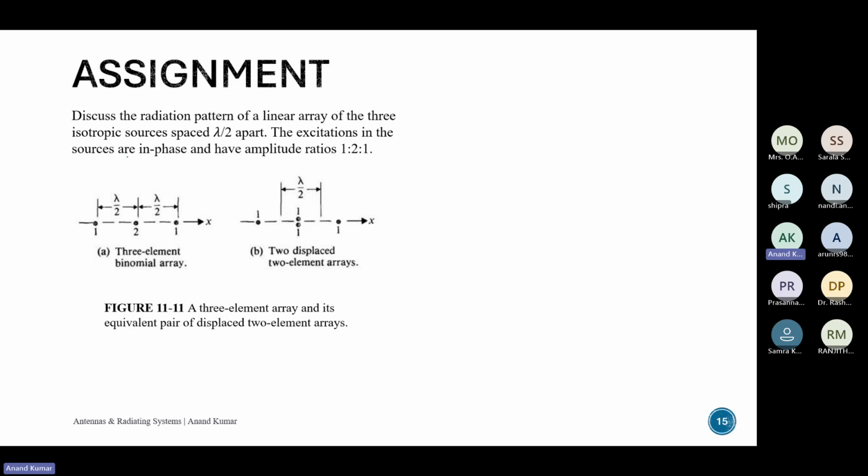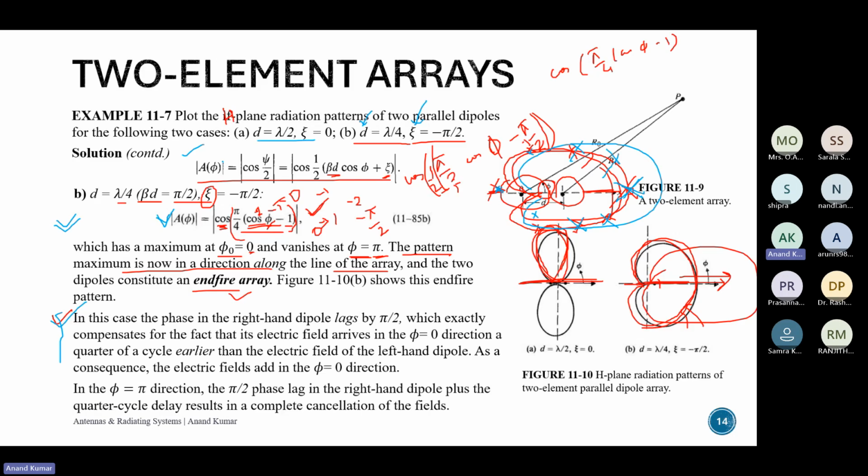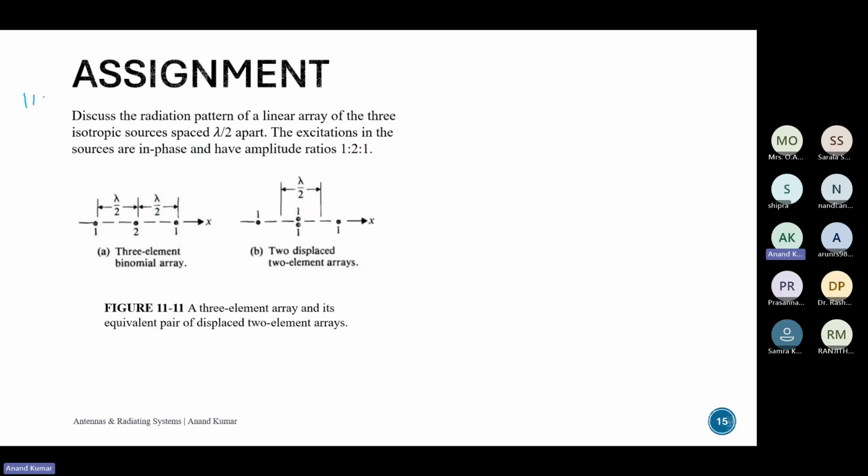So this is another question from the textbook. This was example 11.7. This will be 11.8 from the textbook, but I'm leaving this as an assignment for you to go through. But we'll briefly discuss this. In this particular question, we have been asked to discuss the radiation pattern of a linear array of three isotropic sources. So in the previous problem, we had two isotropic sources. Now we have three isotropic sources, which are spaced lambda by two apart.